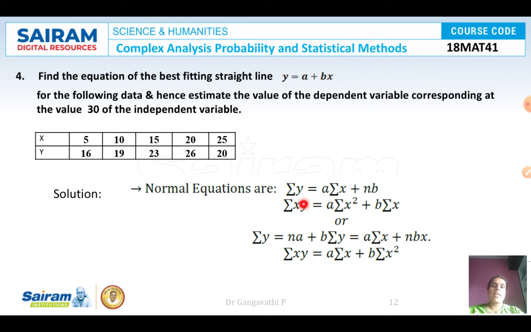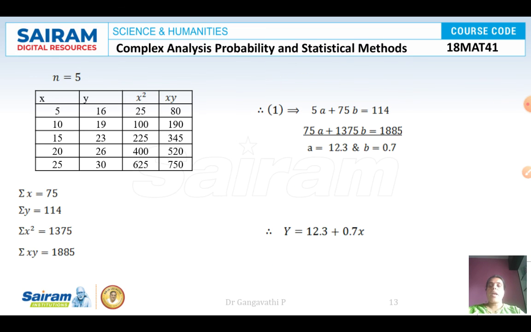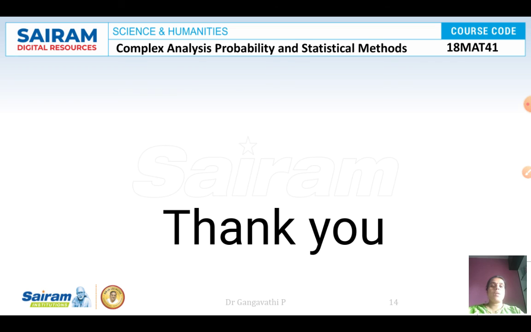The equation of a straight line is y is equal to a plus bx. Therefore, the normal equations will be this. Let us construct a table which fulfills all the requirements. Substitute those values in the normal equations and simplify. You get the equation of the best fit, which is y is equal to 12.3 plus 0.7x. So this is how you need to work out the problems on curve fitting for a straight line.